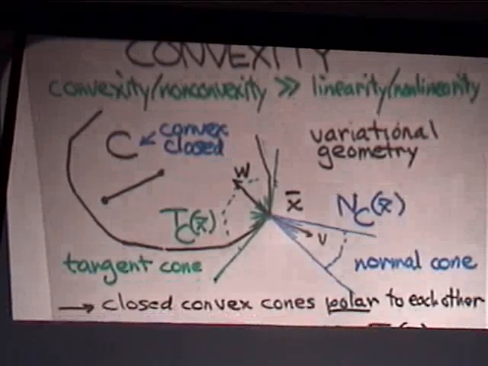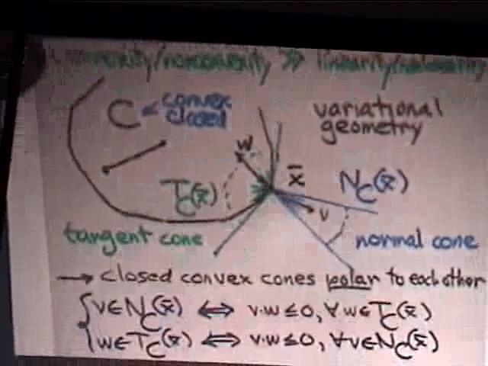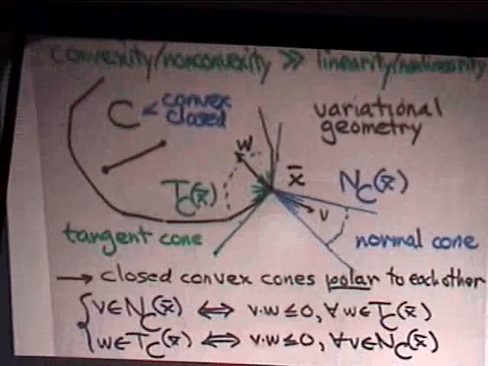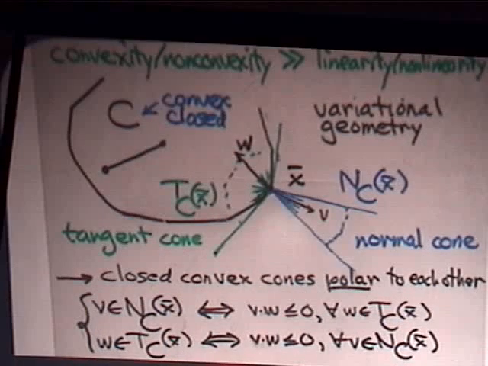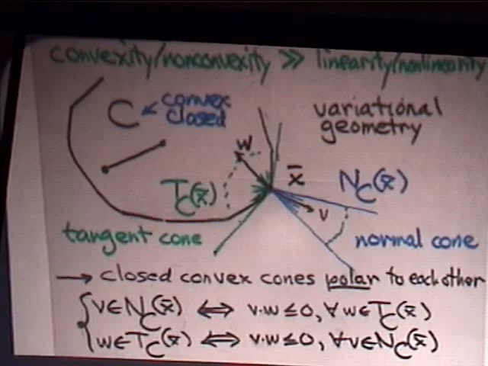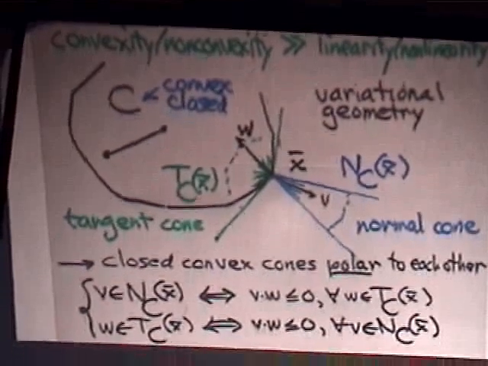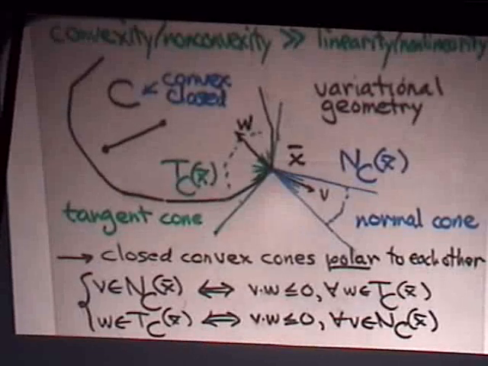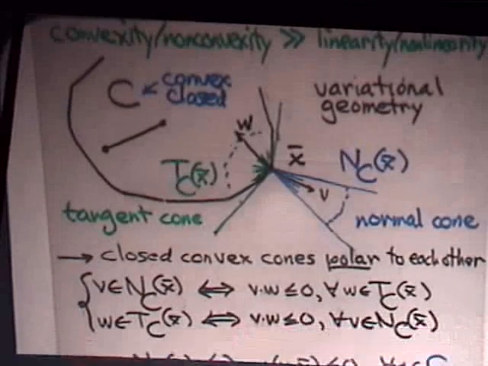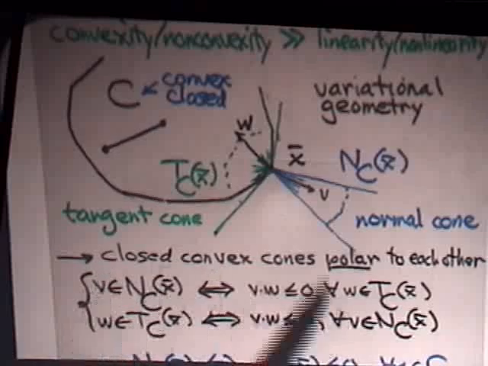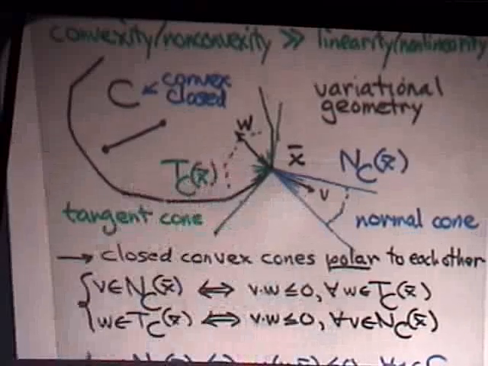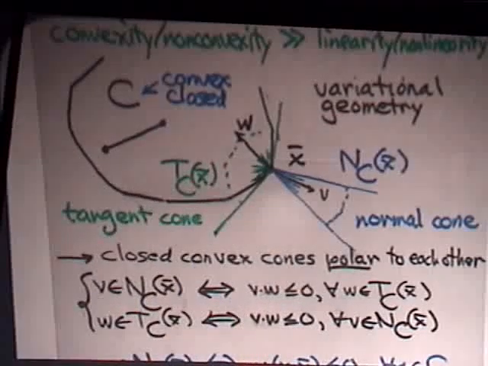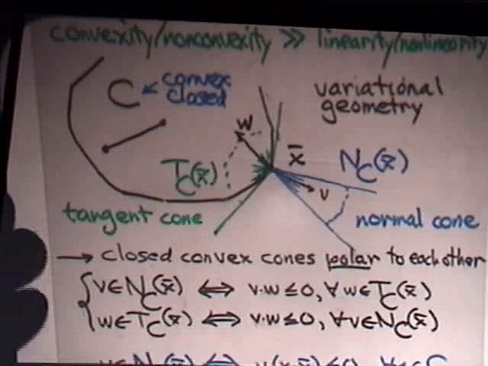And these cones have a relationship that generalizes the relationship of orthogonality between a tangent space and a normal space in the classical analysis. This is the relationship of polarity in convex analysis. Each of these cones can be derived from the other by the process of polarity, which includes orthogonality.